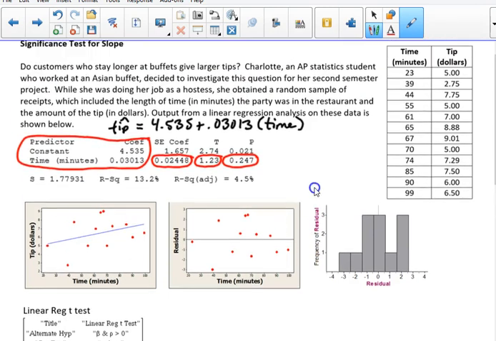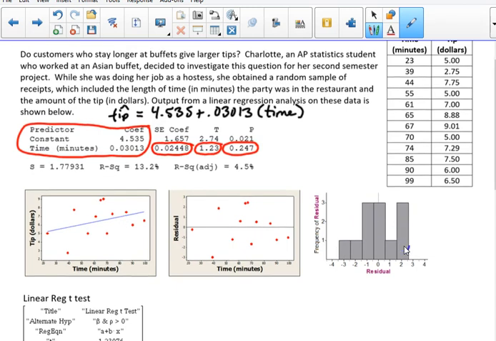The data are independent because we have a random sample of people that went to this restaurant, so we have no reason to think they're associated with each other in any way. We also know that the 12 that were sampled here are less than 10% of the population of all the people that go to this restaurant. The residuals follow a normal model. We have no reason to question that because there's no obvious skew or outliers in this residual plot.